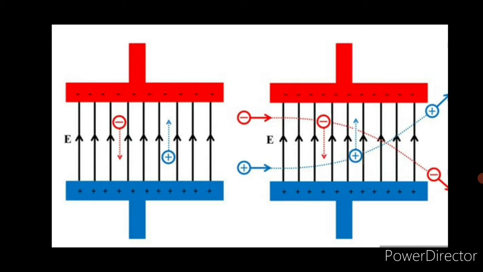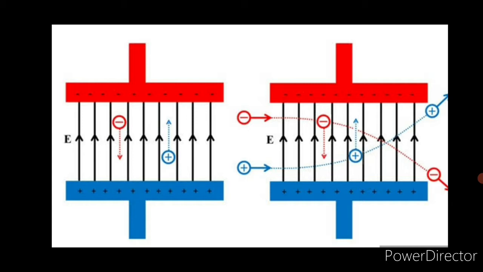Right, as you see on the screen, in the first case, we have a point charge, a positive charge, left free to move in a uniform field. You can see that the field is directed from the positive to the negative plate. The positive charge is repelled by the positive plate and attracted by the negative plate, thus it moves towards the negative plate, whereas the negative charge moves from the negative plate to the positive plate.